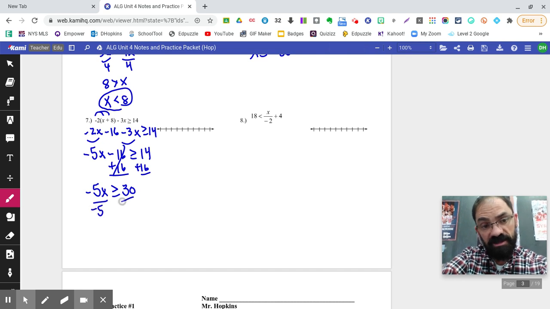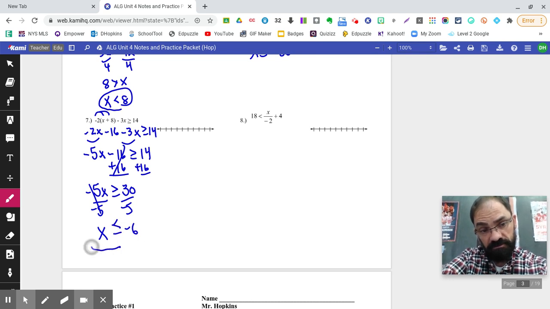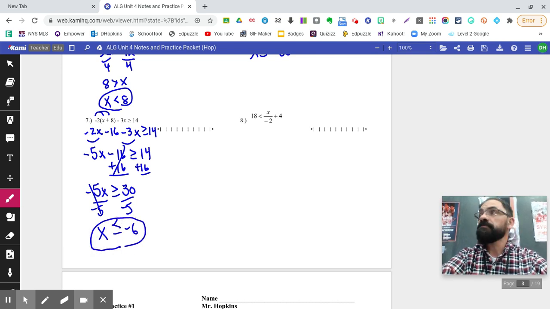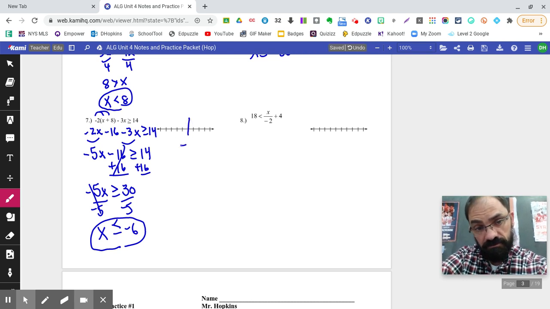Now I'm dividing by a negative, so watch what happens. I have to flip the sign. So x is less than or equal to negative 6. Closed circle to the left.